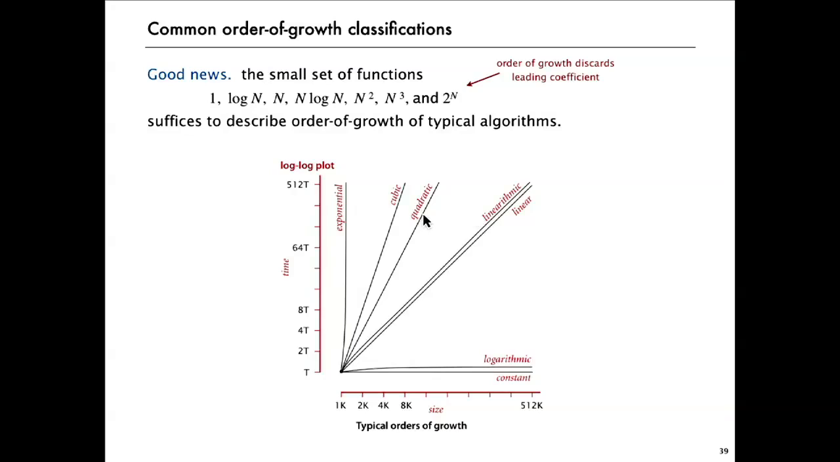As we talked about with union find, if it's quadratic, the running time grows much faster than the input size, and it's not feasible to use such an algorithm for large inputs. And cubic is even worse. So what we find is that for many algorithms, our first task is simply to make sure it's not quadratic or cubic.